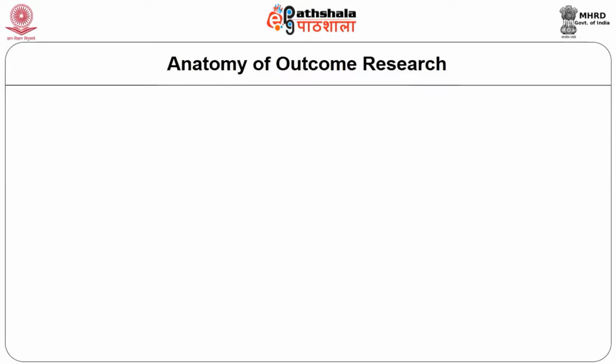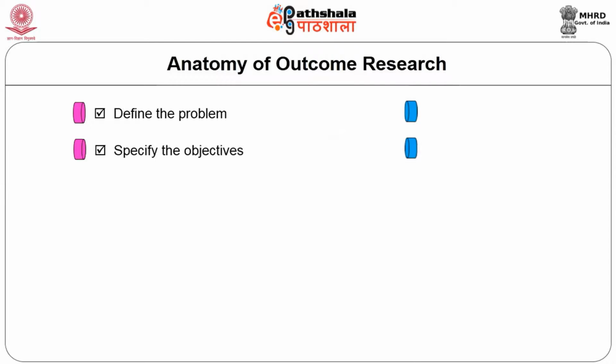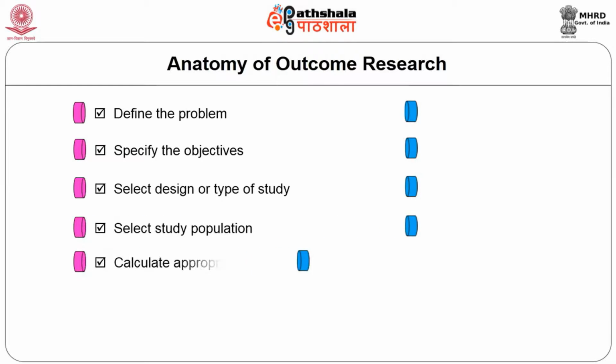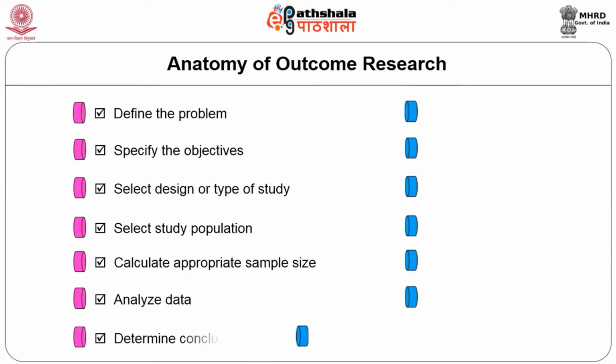Anatomy of research: basically we have to follow 7 steps to achieve your outcome. One, you have to define the problem. 2, you have to specify the objectives. 3, you have to select the design or type of study. 4, select the study population. 5, calculate the appropriate sample size. 6, analyze the data. 7, determine the conclusions.